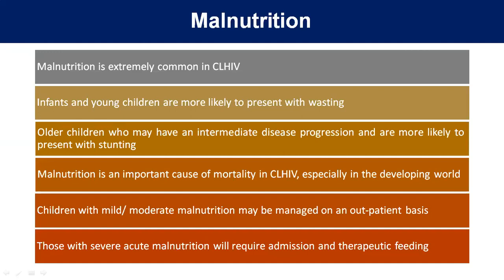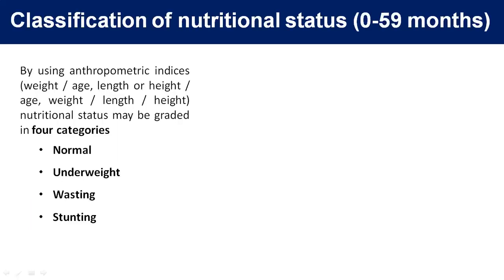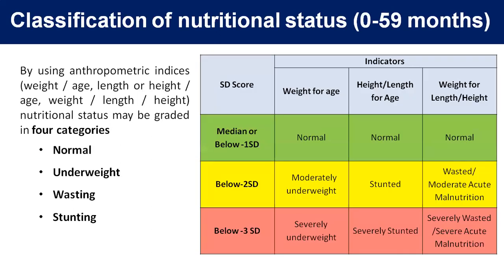Children who have mild or moderate malnutrition could be managed on an outpatient basis, but those with severe acute malnutrition will require admission and therapeutic feeding. To classify the nutritional status of a child from 0 to 5 years old, we use the following anthropometric indices like weight for age, length or height for age. For children less than 2 years, we measure the length, and for more than 2 years, we measure the height. Nutritional status may be graded in 4 categories. The child could be of normal nutritional status, could be underweight, could have wasting, or could have stunting.